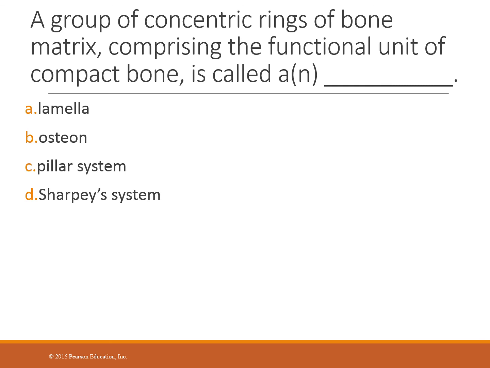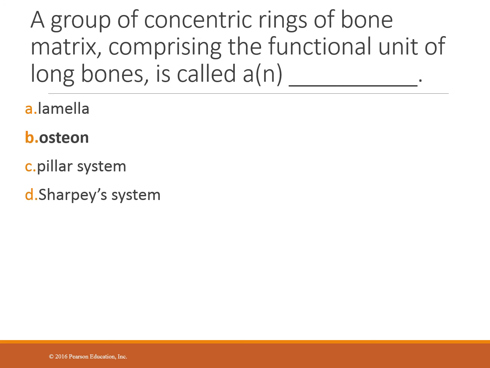Let's try a few questions just to wrap this video up. A group of concentric rings of bone matrix comprising the functional unit of compact bone is called, would that be a lamella, an osteon, a pillar system, or Sharpie system? An osteon. That's right. It's the group of concentric rings that's important here. One ring would be a lamella, but the group is an osteon.